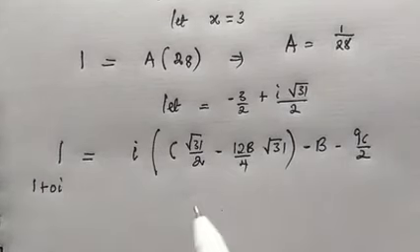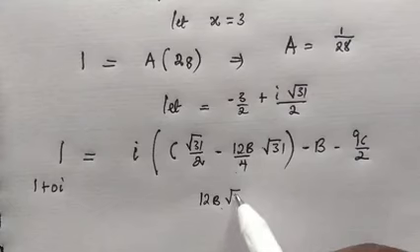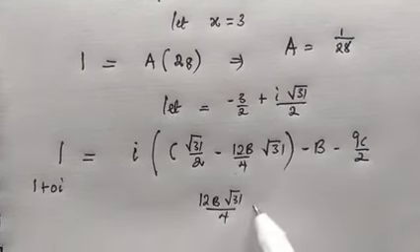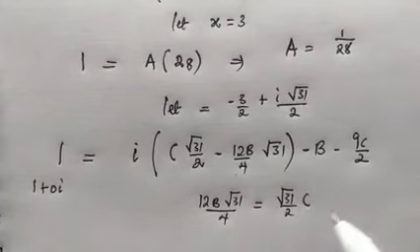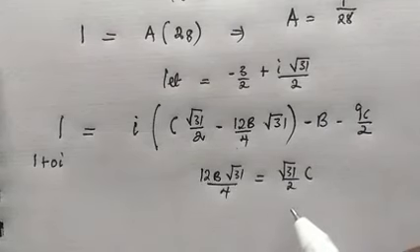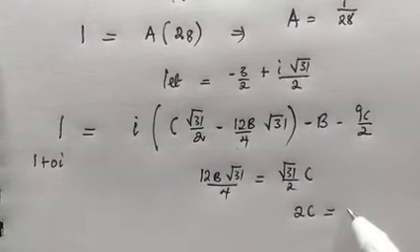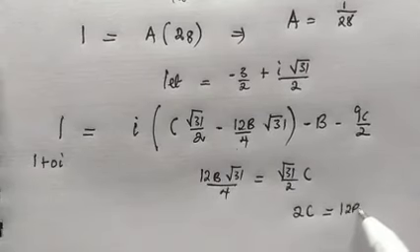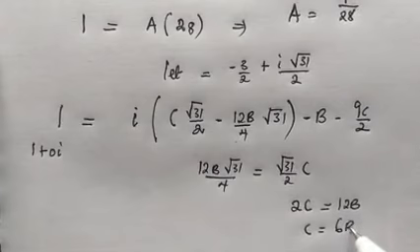If this is equal to 0, then we have that 12B root of 31 over 4 is going to be equal to root of 31 over 2 C. So simplifying nicely, multiplying both sides by 4 and dividing both sides by root of 31, we find out that 2C equals 12B, which is giving us C is equal to 6B.